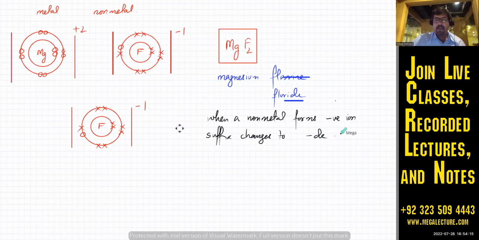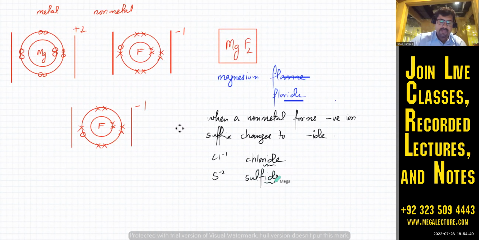So it changes to ide. If I have chlorine, Cl, it's group 7, so it has a -1 charge. Instead of chlorine, it's going to be called chloride. It's going to be ide at the end. If I've got sulfur and it's got a -2 charge, it's going to be called sulfide.